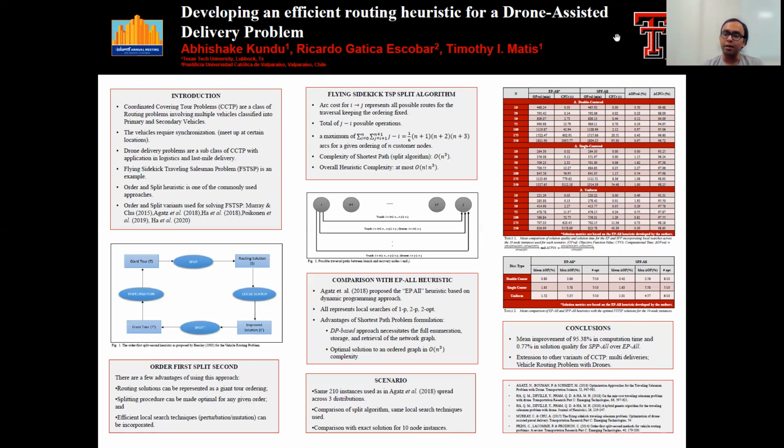Albeit the differences in their complexity and the search space, the objective is to find a heuristic approach that will yield near optimal solutions to a realistically sized problem in reasonable computational time, as there is no means to solve even a medium-sized problem to optimality in polynomial time. Having said that, the order first split second heuristic is one of the commonly used approaches to solve the FSTSP. It was first proposed by Beasley et al. in 1984 to solve the vehicle routing problem.